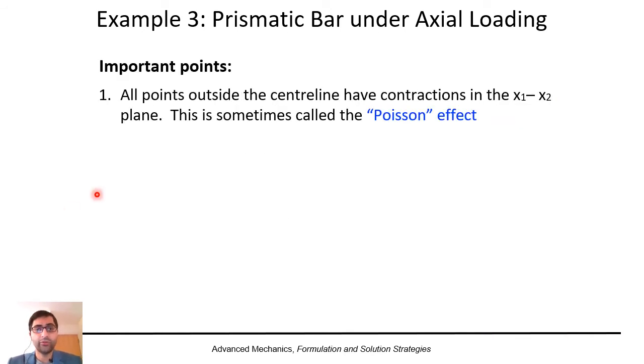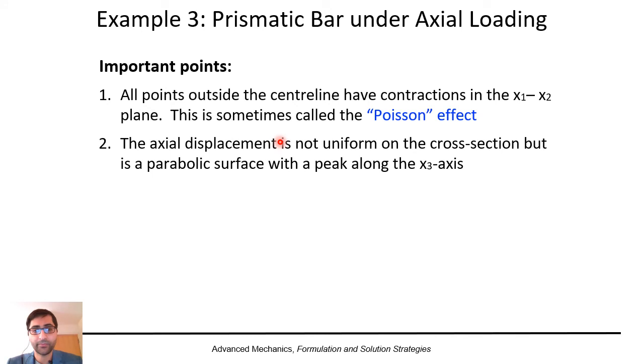Some important points: all points outside the center line have contraction in the x1, x2 plane, which is related to the Poisson's ratio. The axial displacement is not uniform on the cross-section. It's parabolic, and it has a peak along the x3 axis, and the solution is unique.